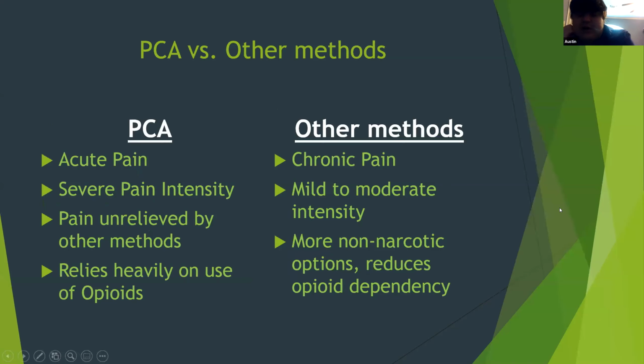This is just a little comparison of PCA versus other pain control methods. PCA is usually used for acute pain with a severe pain intensity, and pain unrelieved by other methods. But a downside of PCA is that it relies heavily on opioids, which there is a risk for dependency.